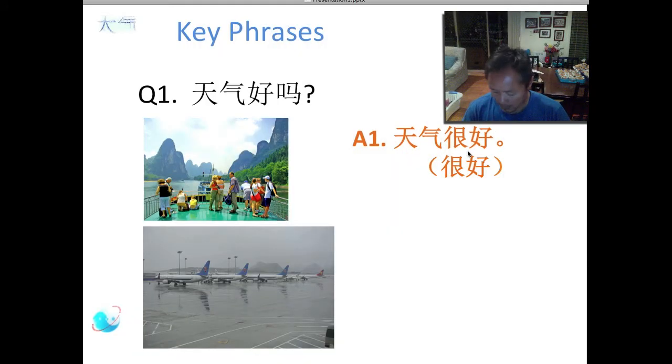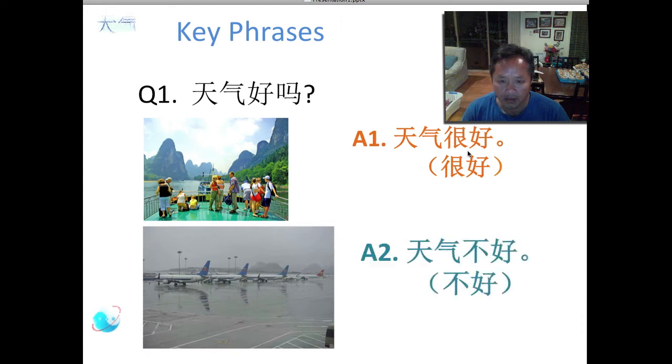Next is the negative form. 天气不好, or the short form there, 不好 on its own, meaning not good.